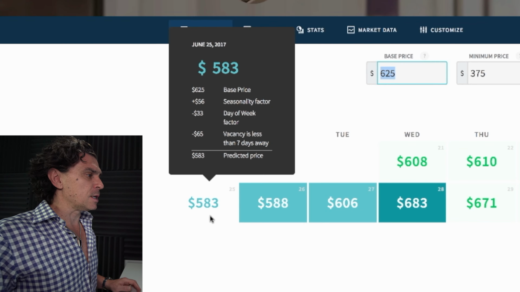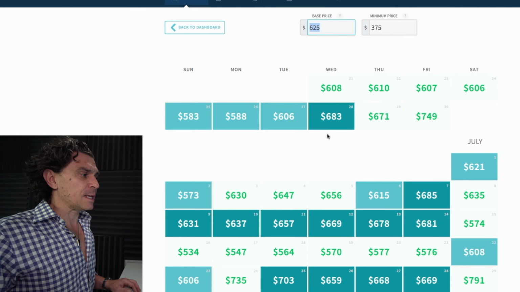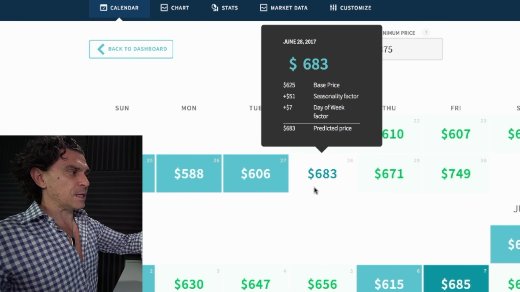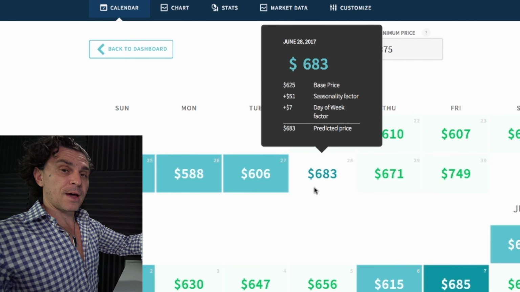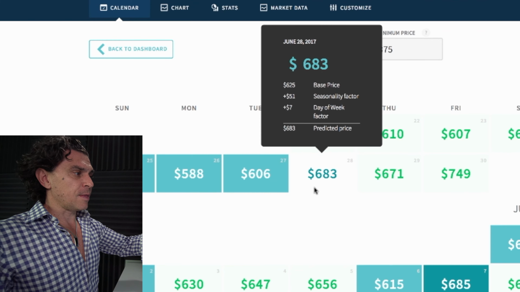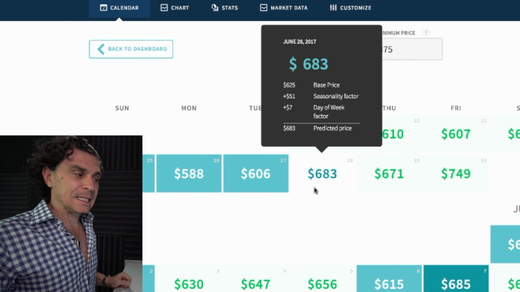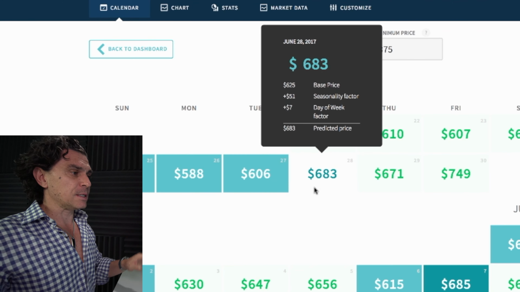Now, conversely, when the number's above your base price, it gets that darker blue, and you can see that here. Here, our $625 base price, there's a seasonality factor of $51, and then the day of the week being a Wednesday, I get a $7 bump up, and so they're asking $683. And that's basically the way it works.